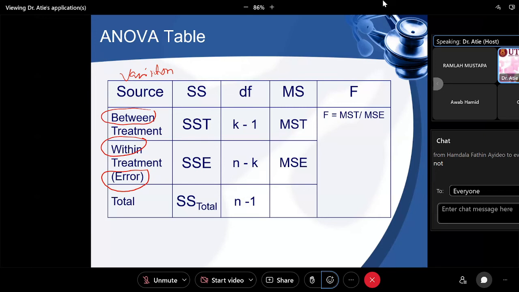Remember I told you SS, what does it mean? This table is on which page? Can someone tell me? 113. Okay, thank you Atika. So SS is sum of squares, right? I already explained just now what it means. And DF is degrees of freedom.